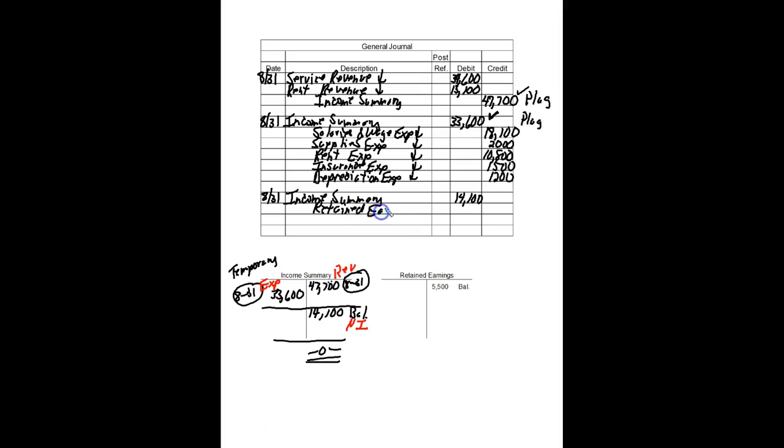Retained earnings goes up with credits, which makes sense. We increase retained earnings for net income. So we are just now posting an increase to retained earnings for net income. Alright, so let's post that. So 8/31. So there's the debit. So I take the balance minus that debit. That gives me a 0 balance. Retained earnings is a credit. $14,100 on 8/31.